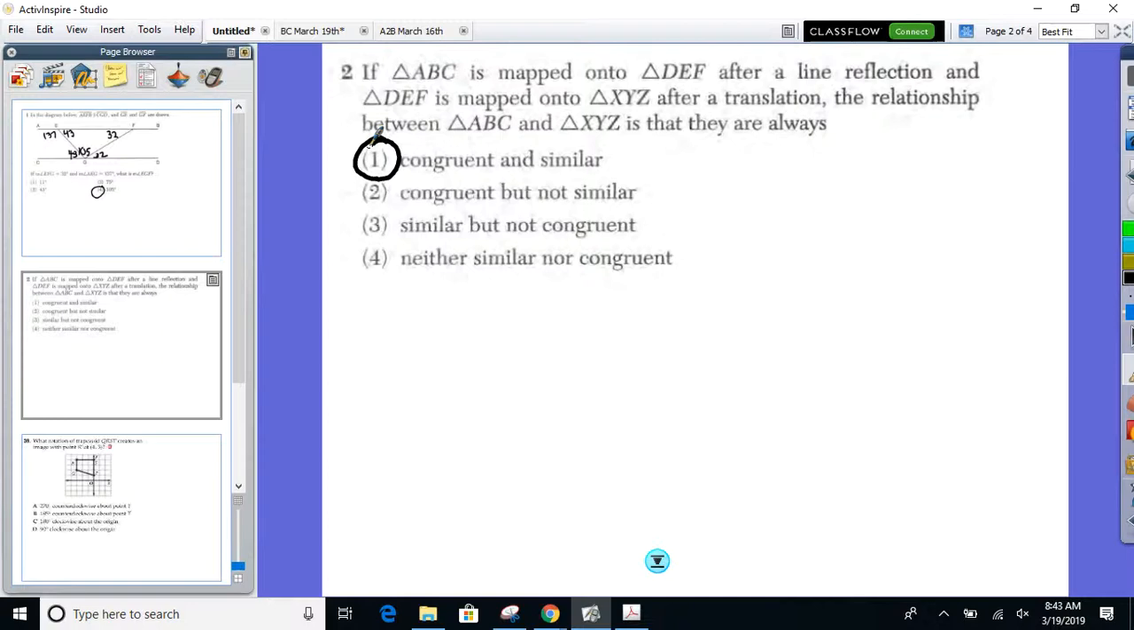What do you know about a translation and a reflection? Doesn't change size or shape, so that's what makes them congruent. Why are they still similar, though? Because aren't similar triangles, their sides are in a ratio?